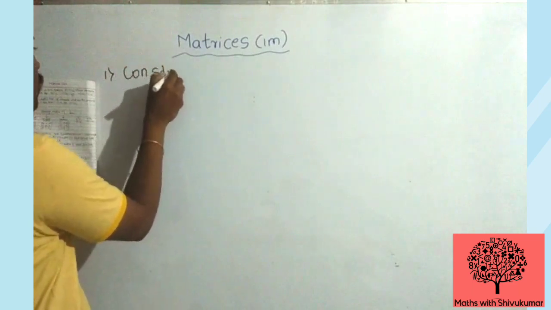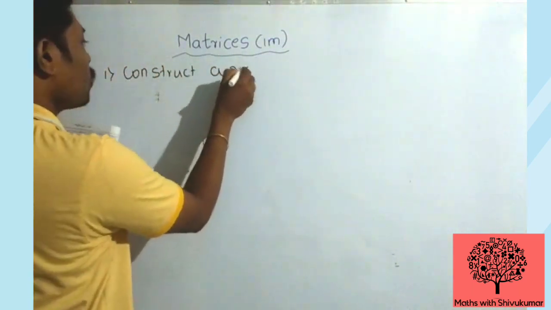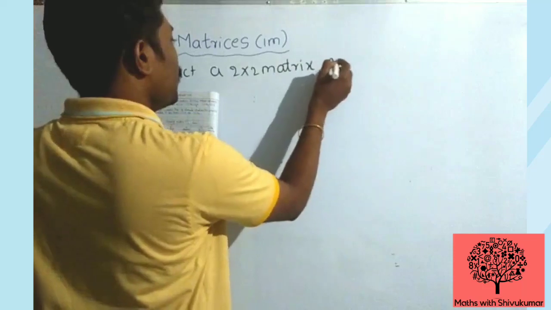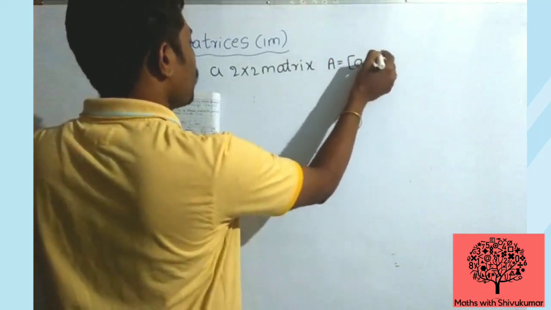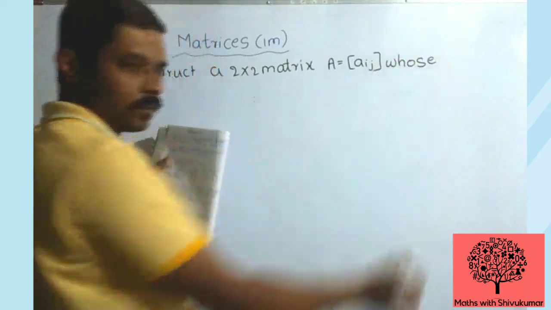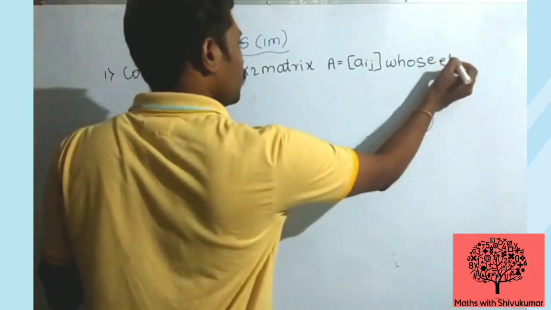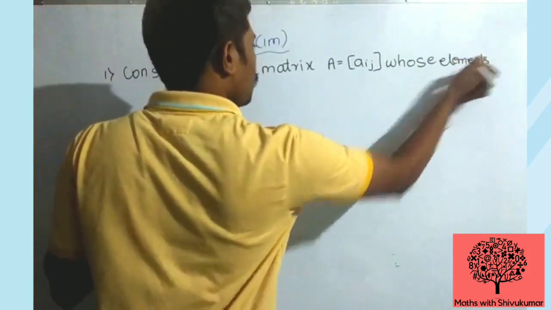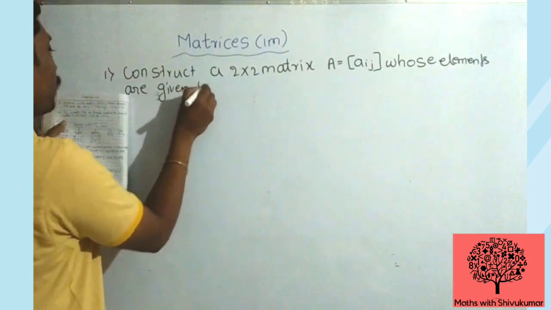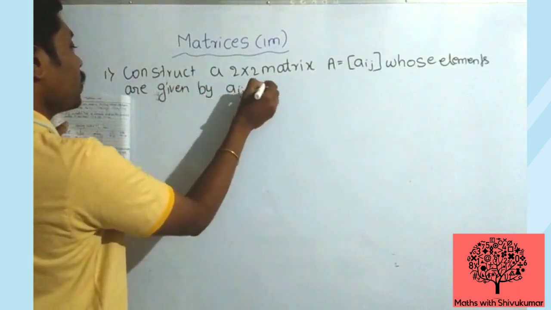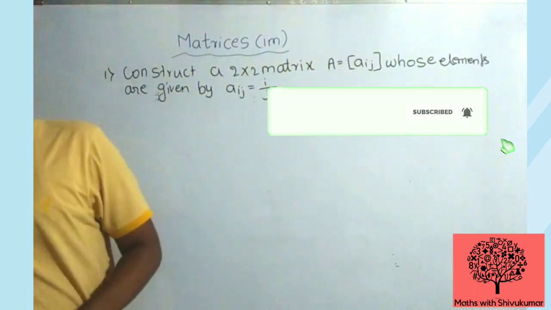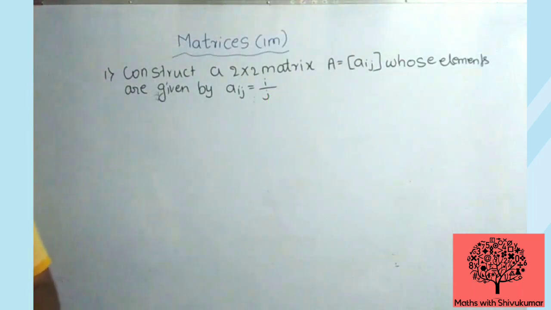Construct a 2 cross 2 matrix A is equals to Aij, whose elements are given by Aij is equals to I divided by j. So observation is required here.